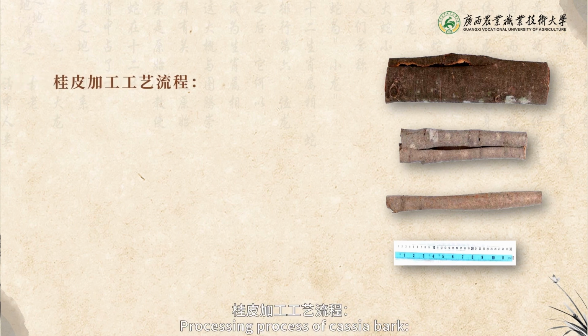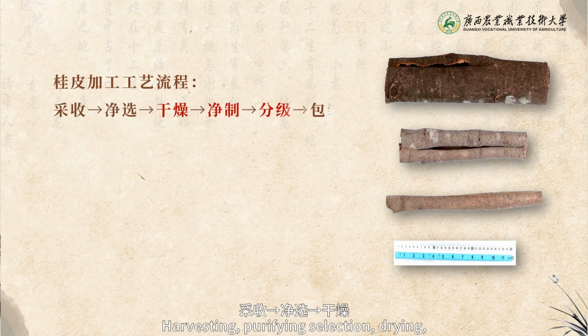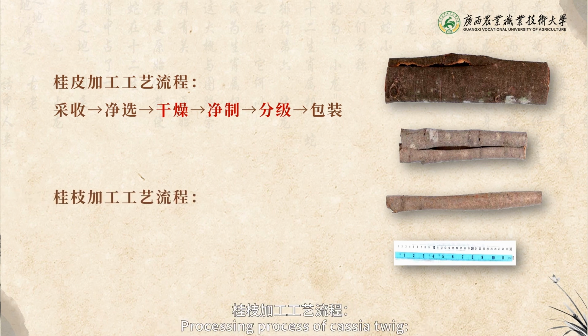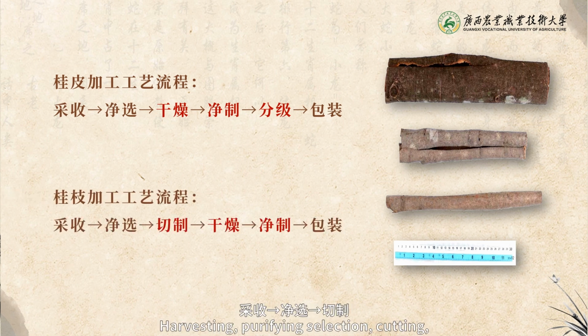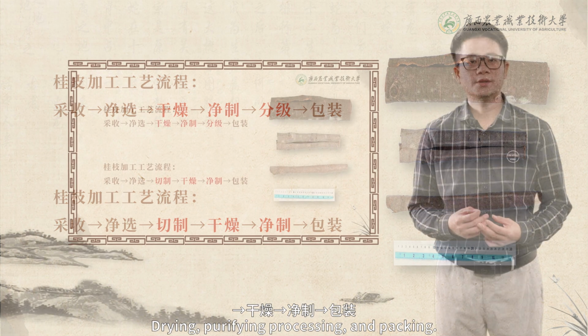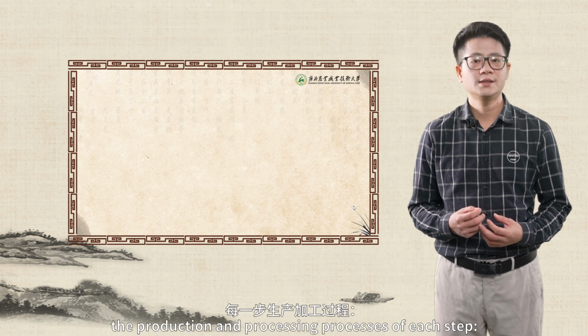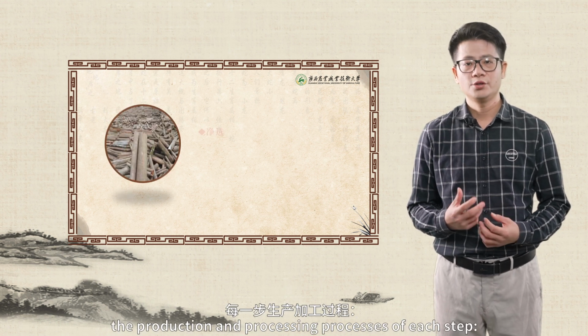Processing process of cassia bark: harvesting, purifying selection, drying, purifying processing, grading, and packing. Processing process of cassia twig: harvesting, purifying selection, cutting, drying, purifying processing, and packing. Now, let's learn the production and processing processes of each step.